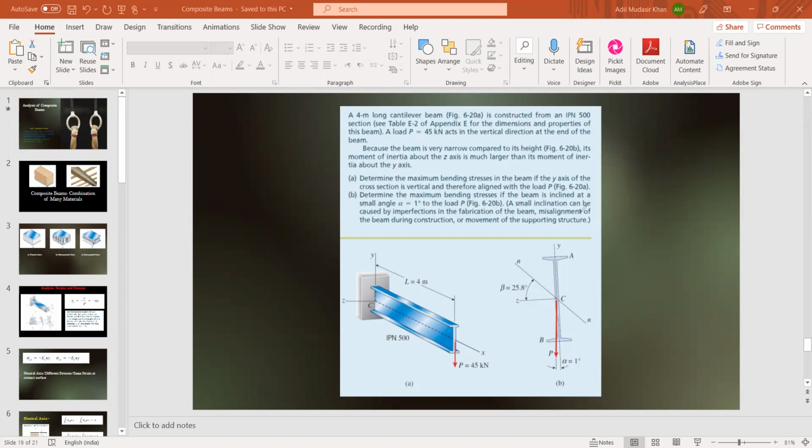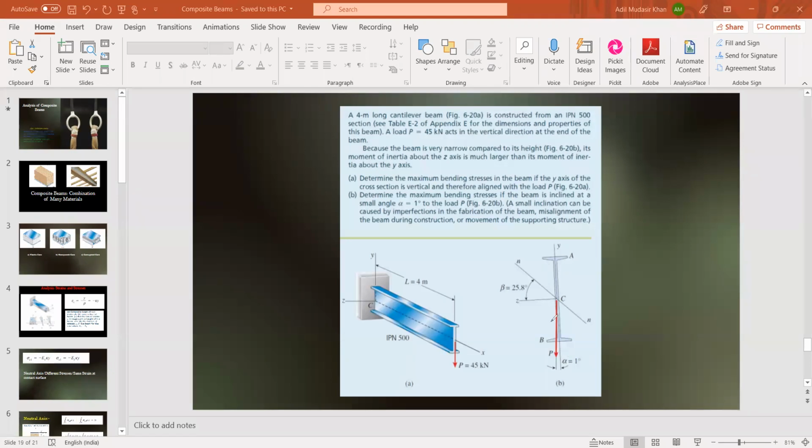A small inclination can be caused by imperfections in the fabrication of the beam, misalignment of the beam during construction, or movement of the support structure. So these are two cases. In the first case, our beam is subjected to a load of 45 kilonewton. The line of action of the load is along the negative y-axis and matches with the y-axis. This is case A.